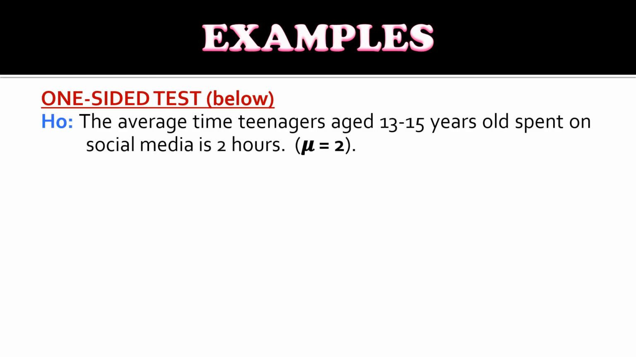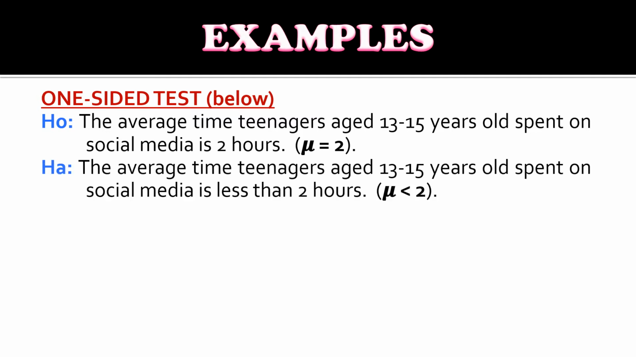So next we have null and alternative hypothesis statements. First, we have the one-sided test below. Null hypothesis: the average time teenagers aged 13 to 15 years old spend on social media is 2 hours. In symbol, mean equals 2. For the alternative hypothesis: the average time teenagers aged 13 to 15 years old spend on social media is less than 2 hours. That would be in symbol, mean is less than 2.